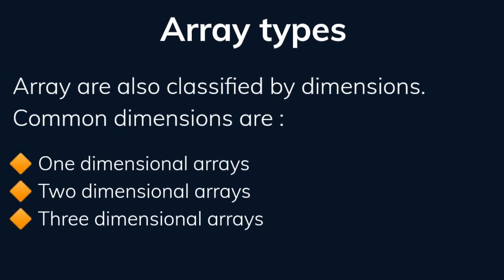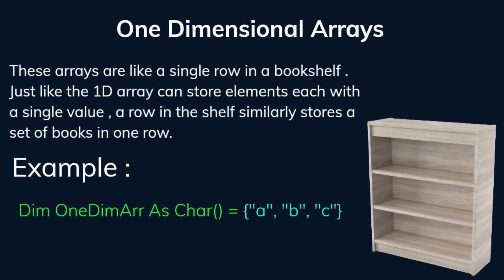We'll discuss the types of arrays. Arrays are mainly classified by the dimensions. There are one-dimensional or multi-dimensional arrays. One to three-dimensional arrays are most commonly used in programs. One-dimensional arrays are like a bookshelf. Just like a one-dimensional array can store data in a single row or column, with each element being a single value, a bookshelf similarly stores books in a single row.